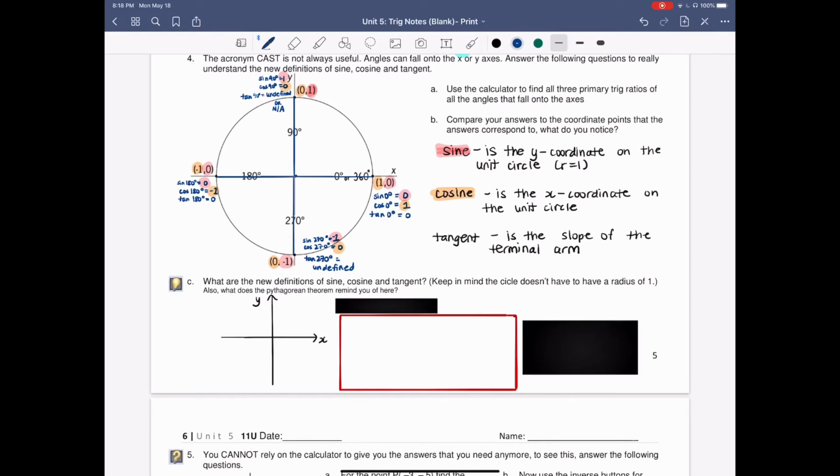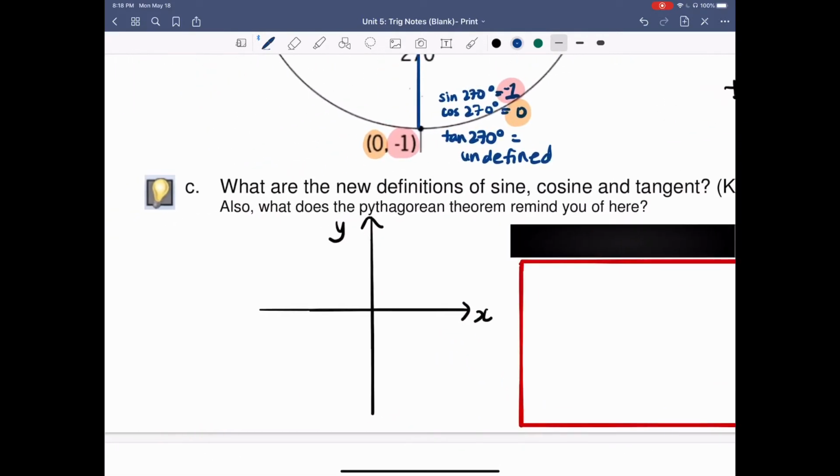What are the new definitions of sine, cosine, and tangent? Keep in mind the circle doesn't have to have a radius of 1. Also, what does the Pythagorean theorem remind you of? If I was you, I would probably be confused because there's a lot going on right now and we're doing this all digitally. So I'm hoping that this part helps make a little sense.